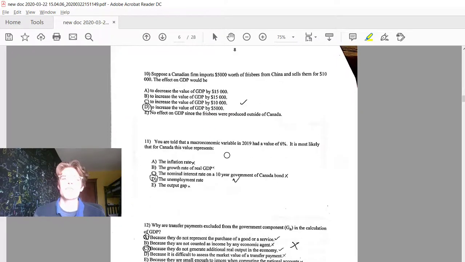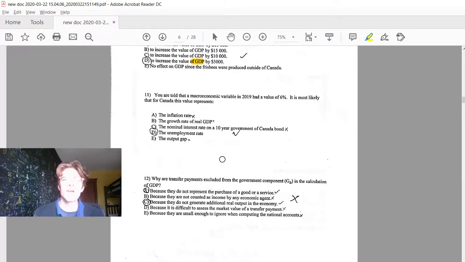Suppose a Canadian firm imports $5,000 worth of Frisbees from China and sells them for $10,000. Okay, so this one I actually wasn't sure. I kind of guessed it on the exam, but it does make sense because it's a value added question. So what was the value added to your economy? They came in for 5,000 and then you sold them again for 10,000. So the value added in your economy, the money that stayed in your economy, was $5,000. So your GDP increased by $5,000.